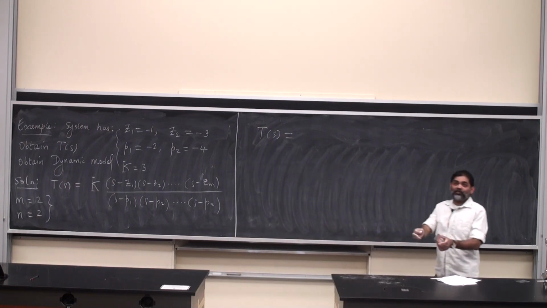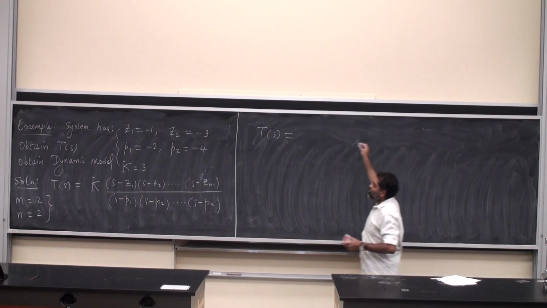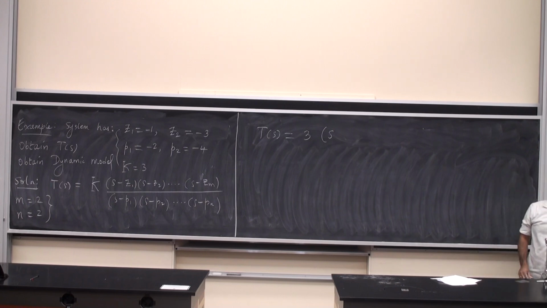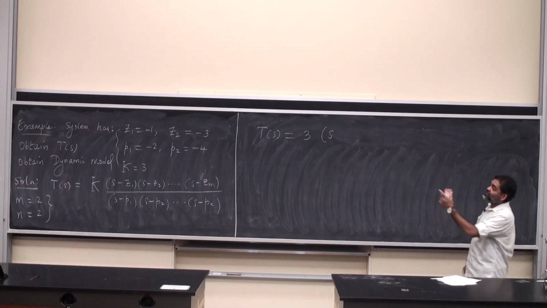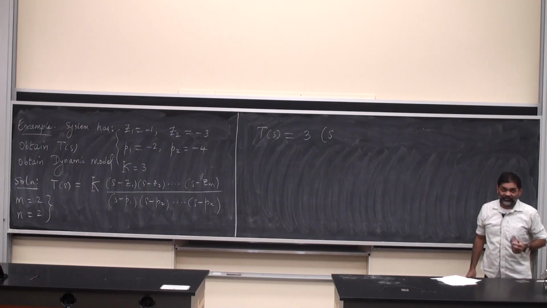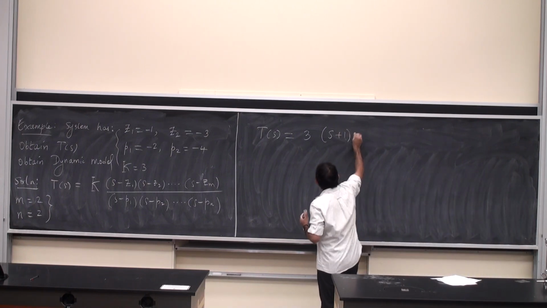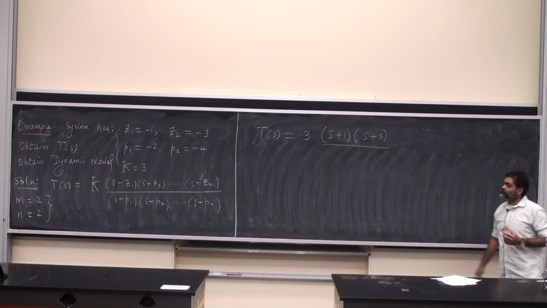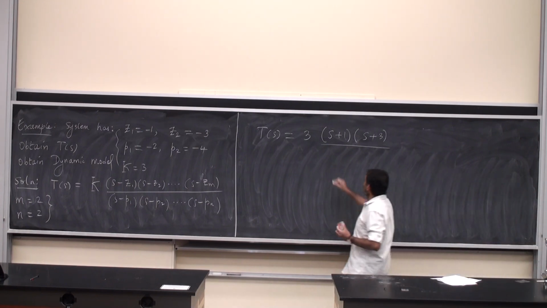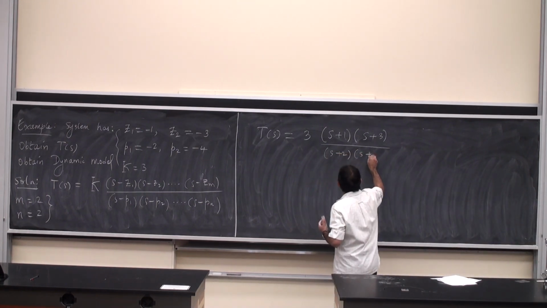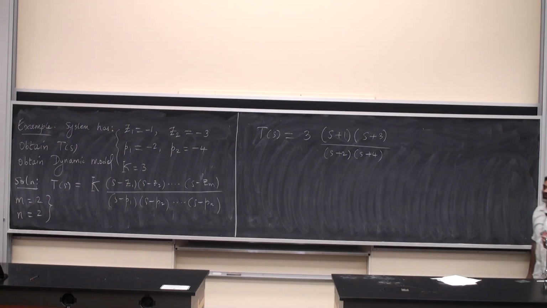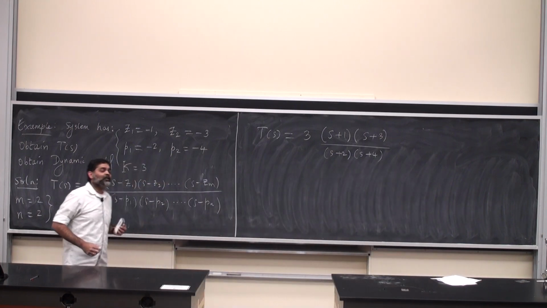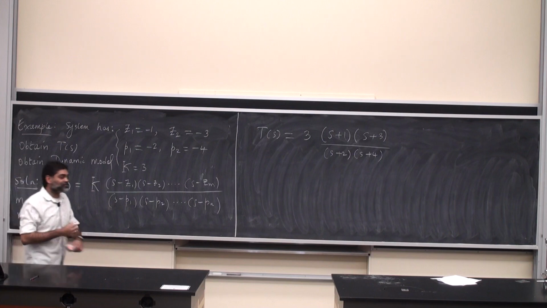Here is a task. Complete it, eat the banana, move on. So that is 3 times S minus Z1. Z1 is minus 1, so minus of a minus is a plus. So this is S plus 1. And likewise, S plus 3, divided by S plus 2 times S plus 4. That's it. But I want to write the system model, the dynamic model, which means I have to do a little more manipulation. So this is fine.